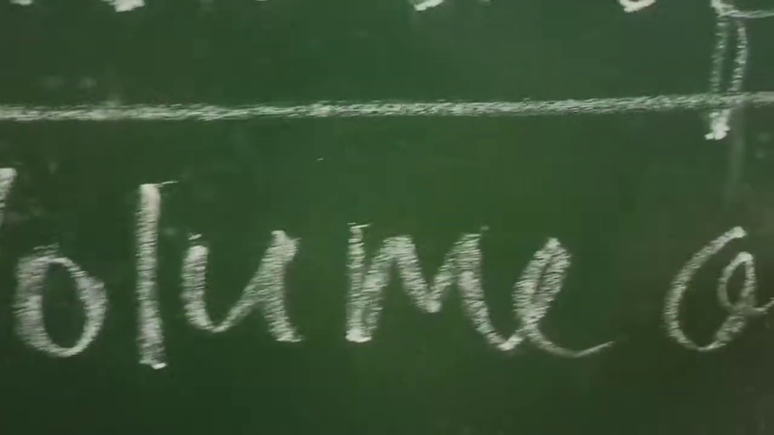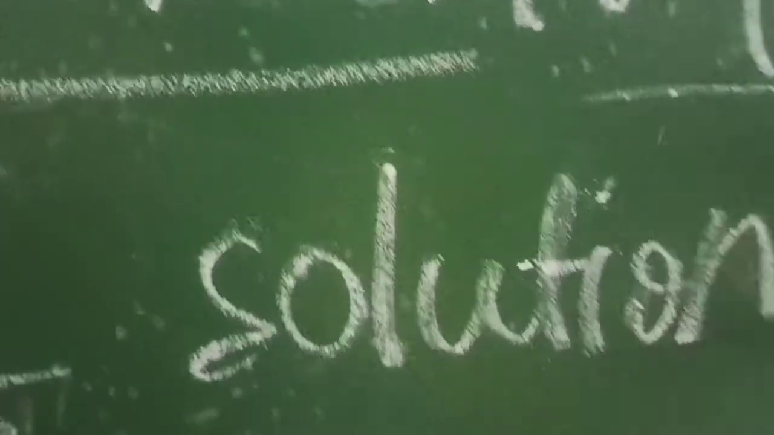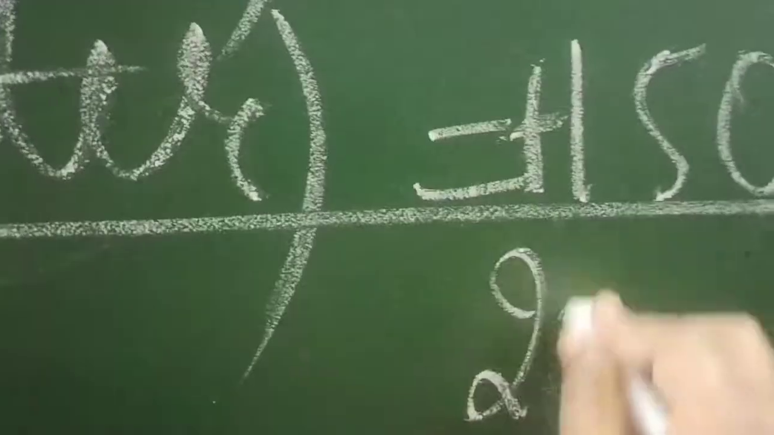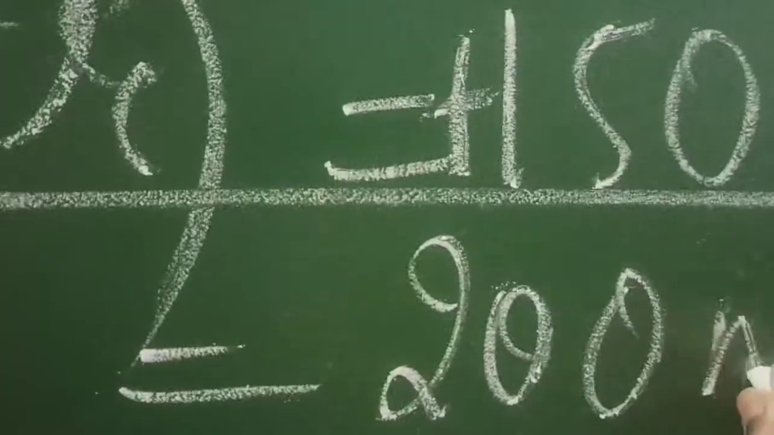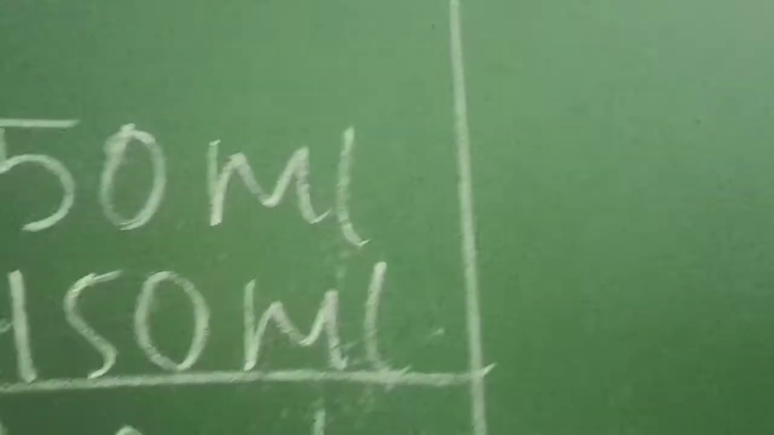So the volume of solution is what? The volume of solution is 50 plus 150, meaning addition of solute plus solvent, then we get the value of solution, which is equal to 200 ml. And the formula of concentration of solution when the solute is liquid is what?